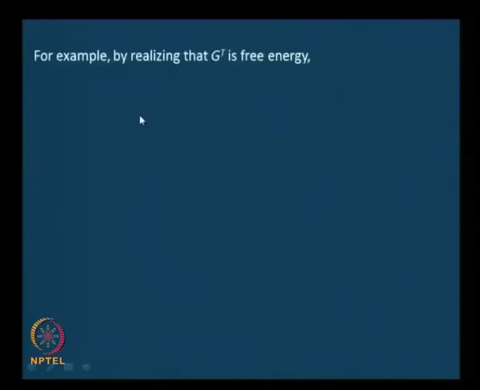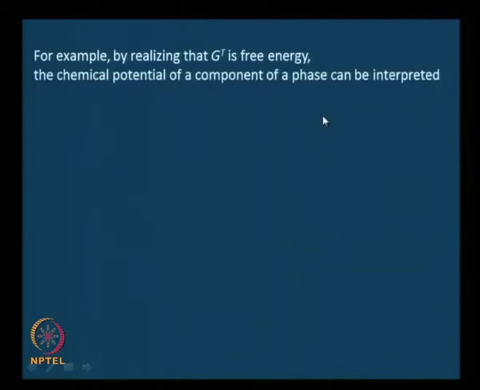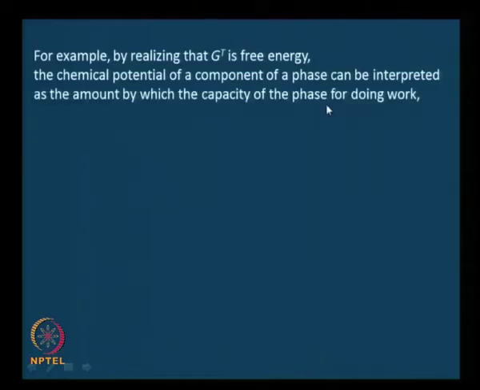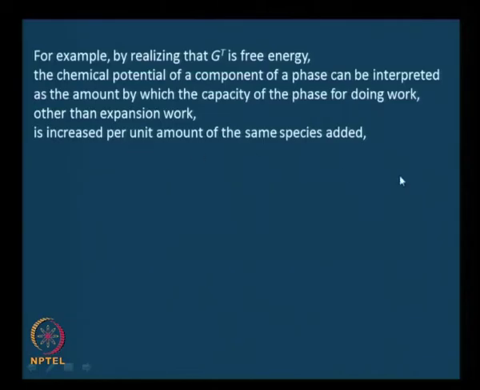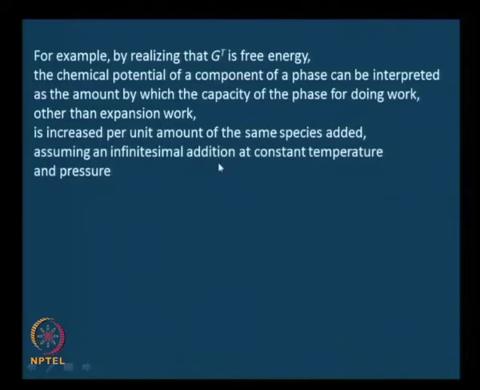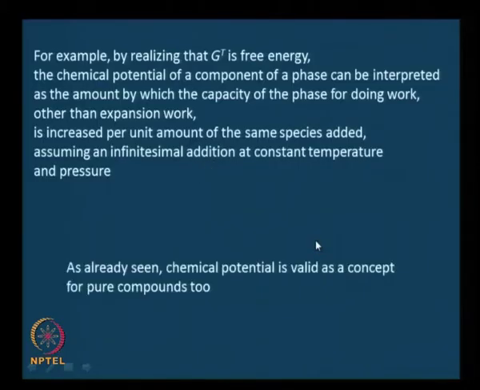Let us look at it again from this background. By realizing that Gt is free energy, the chemical potential of a component of a phase can be interpreted as the amount by which the capacity of the phase for doing work other than expansion work is increased per unit amount of the same species added, assuming an infinitesimal addition at constant temperature and pressure. And of course, as we have already seen, chemical potential is a valid concept for pure components also, although it was introduced using a multi-component system.